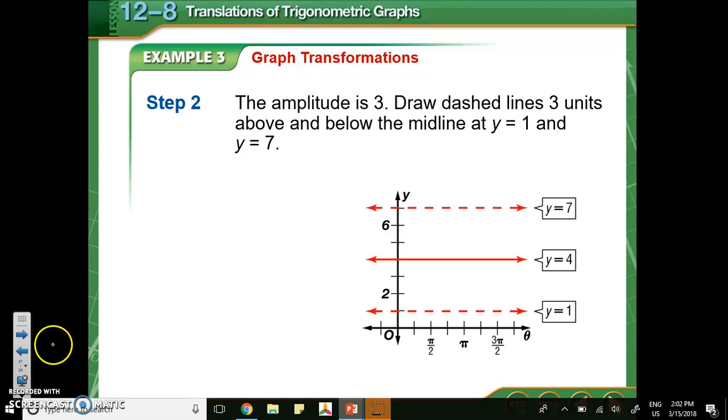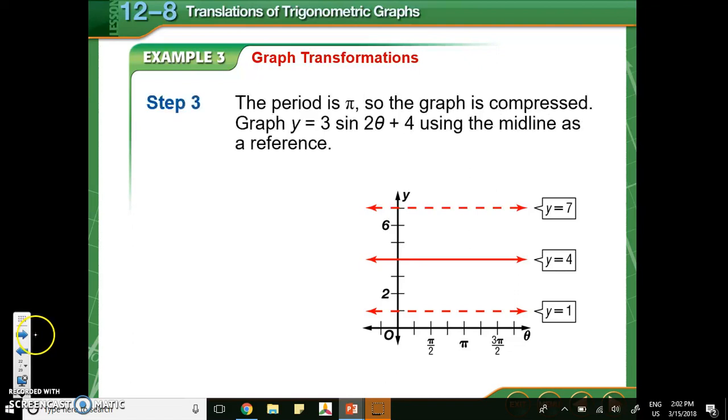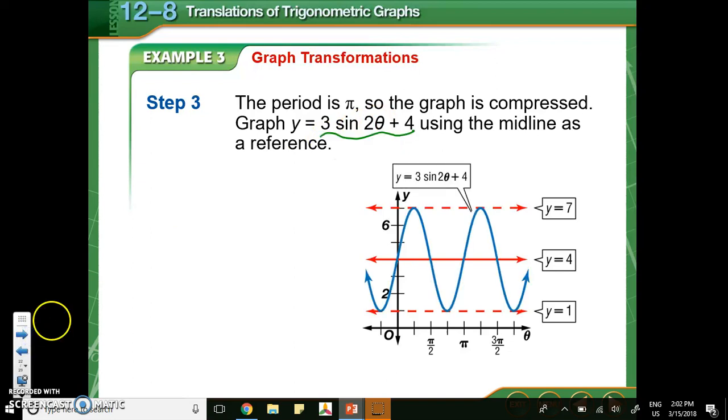You should be doing this along with me on your notes. Pause if you need to make sure you have time to draw it in. So this tells me that my maximum value is going to be at 7 and my minimum value at 1. Period is pi. So I'm going to graph this function. Notice it's without the horizontal shift, without the phase shift, using my midline as a reference.